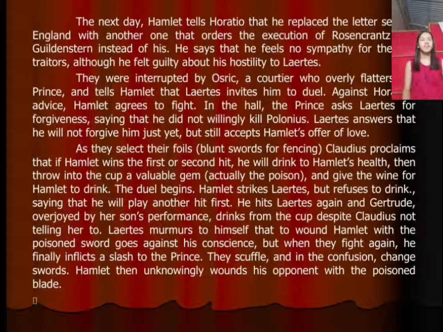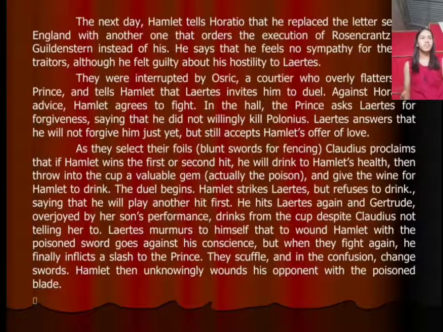In the hall, the prince asks Laertes for forgiveness, saying that he did not willingly kill Polonius. Laertes answers that he will not forgive him just yet, but still accepts Hamlet's offer of love. As they select their foils, or blunt swords, for fencing, Claudius proclaims that if Hamlet wins the first or second hit, he will drink to Hamlet's health, then throw in the cup a valuable gem, which is actually the poison, and give the wine for Hamlet to drink.